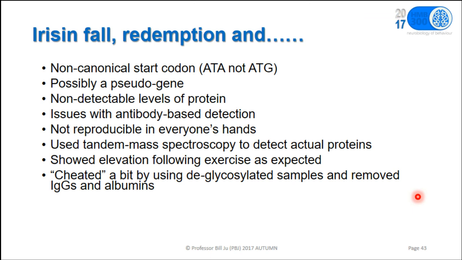I can't address this ATA. Other molecules have ATA. I can't address the pseudogene, but I can show them that mass spectroscopy can pick this up at a physiological level. He also wanted to show that exercise does indeed, using this method, elevate the levels of irisin just as he would have expected. The only thing that he did, which is a little unorthodox, is he used a deglycosylated sample, but he also addresses this in his paper as well.